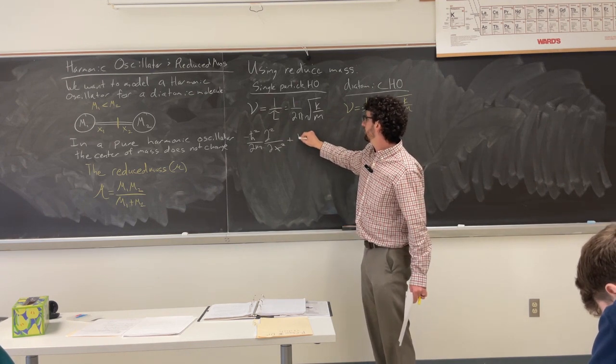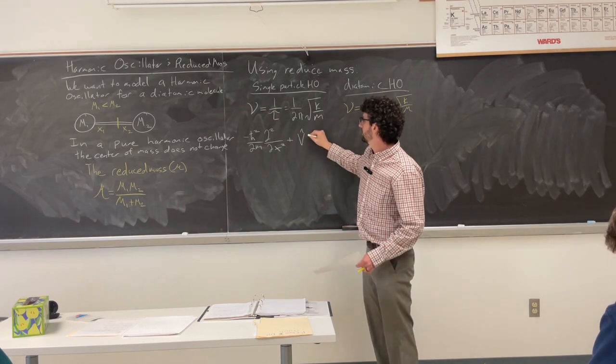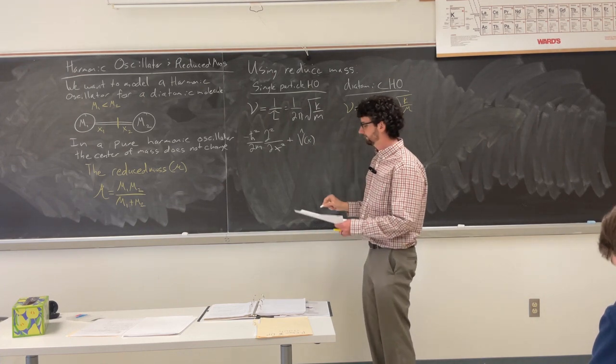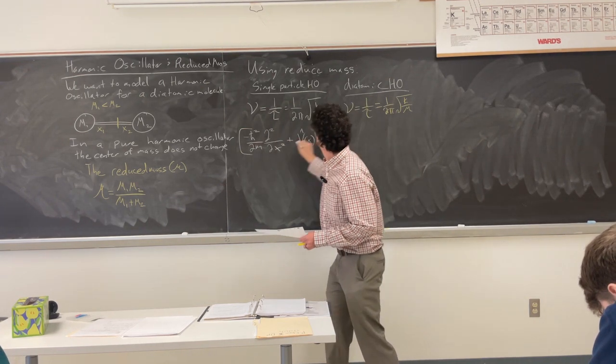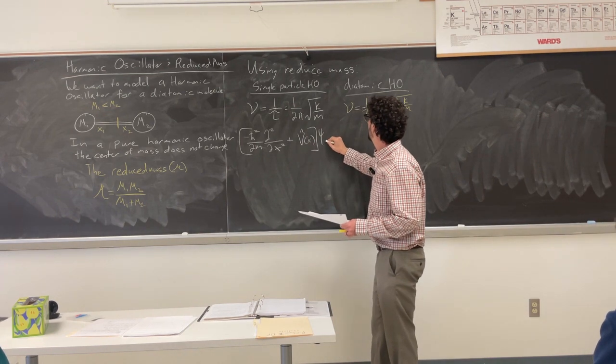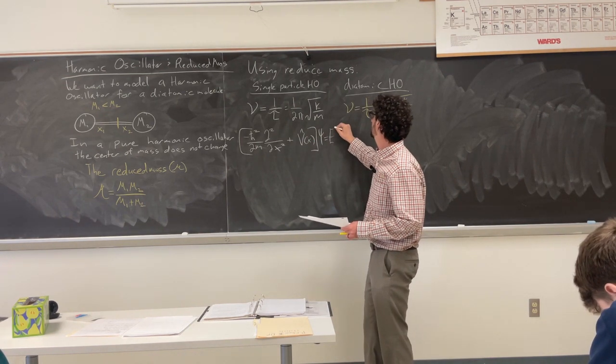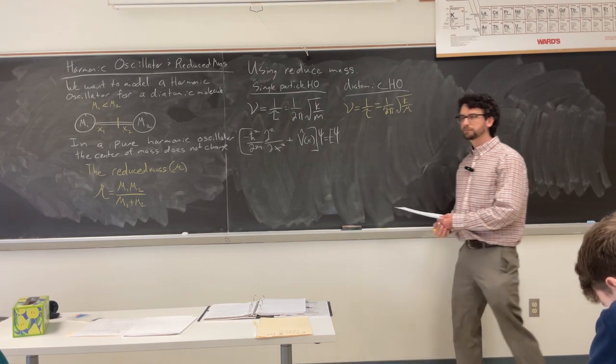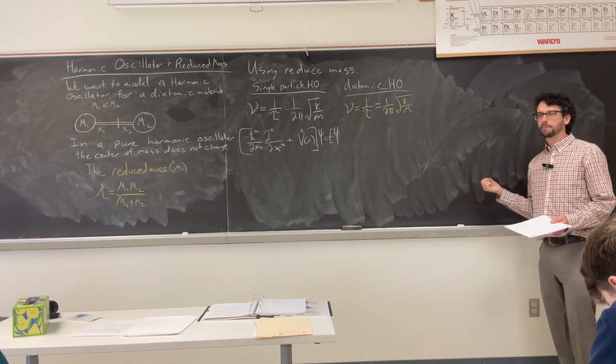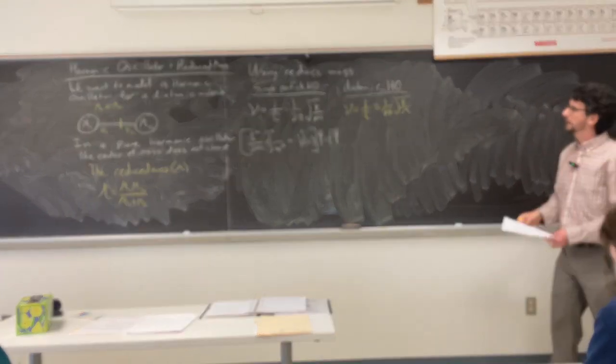Yep, 1/2 kx squared. We're just going to shorten that to potential energy operator because I'm lazy. Okay, and multiply that by psi, and we get E psi. So that's a one-particle harmonic oscillator.